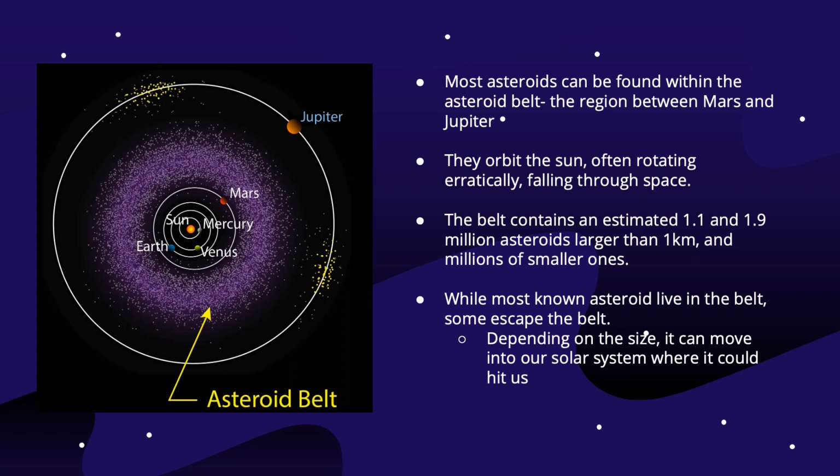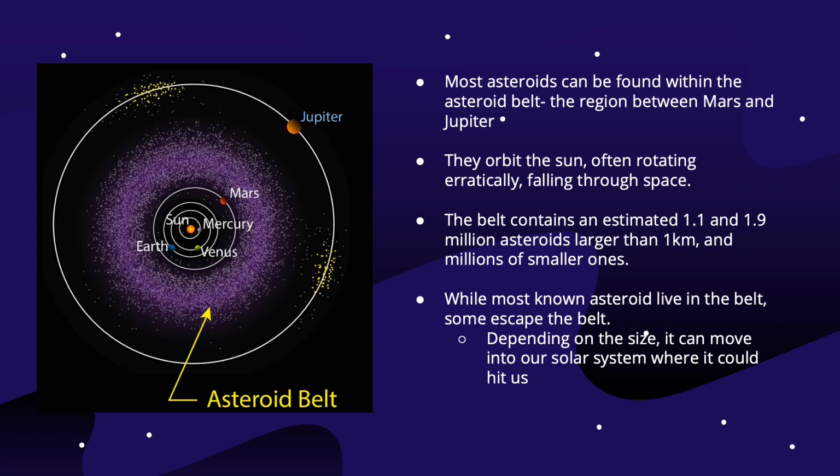Most asteroids can be found orbiting the Sun between Mars and Jupiter in a region called the asteroid belt. According to NASA, the asteroid belt contains around 1.1 to 1.9 million asteroids larger than 1 kilometer in diameter, and millions of smaller ones. Asteroids orbit the Sun in an elliptical orbit and move in the same direction as the other planets. Some elliptical orbits are very close to a circle, while others are highly elongated. As they orbit the Sun, they often rotate in different directions while falling through space.